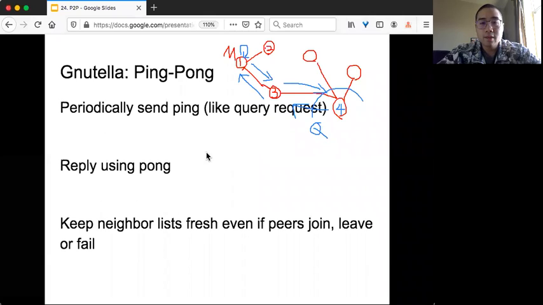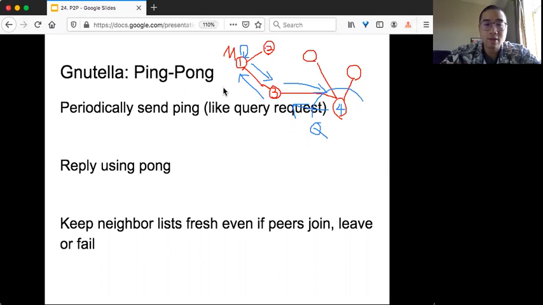Okay, and then how do you maintain this finger table, the table of your neighbors? You have this ping-pong mechanism, which some people also call a heartbeat message. Periodically you send a ping, saying hey, are you alive? And if you are alive, you reply, yes, which is called a pong message. This way, when nodes join or leave, you can still maintain a relatively fresh view of the structure of your overlay graph, so that when we do a query, it's possible to find the file that we want.